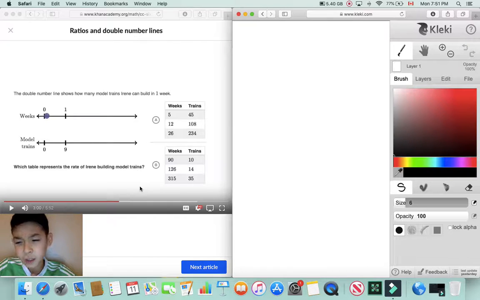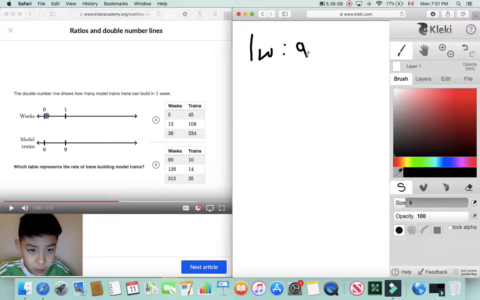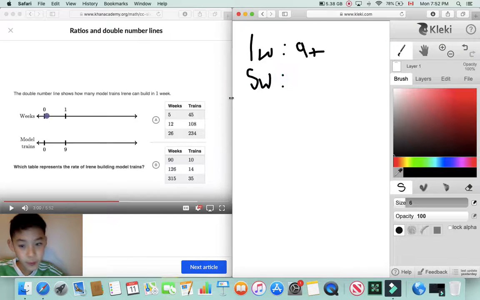But the double number line shows how many model trains Irene can build in 1 week. So basically, in 1 week, she can build 9 trains. So which one is correct? What they're asking is, in 5 weeks, will she be able to build 45 trains? Let's check it out. Yes, for a matter of fact, you can.